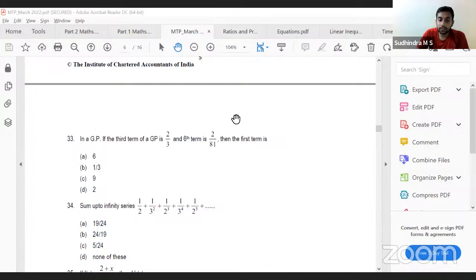Okay, next one, last one. Sum up to infinity of the series 1 by 2 plus 1 by 3 square plus 1 by 2 cube plus 1 by 3 to the power of 4 plus 1 by 2 to the power of 5. So it's not continuous. One is the 1 by 2 series, the second is the 1 by 3 series. So how can we solve this?